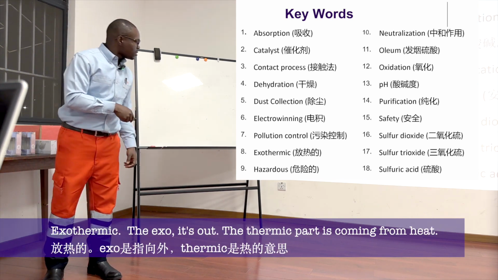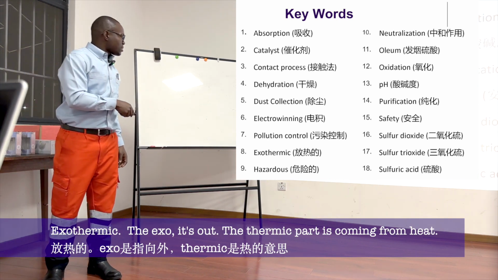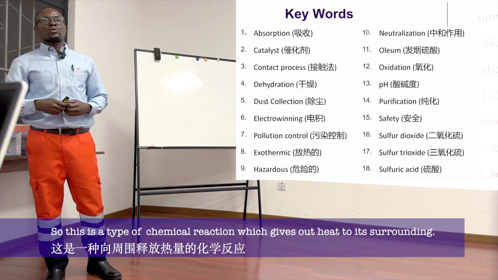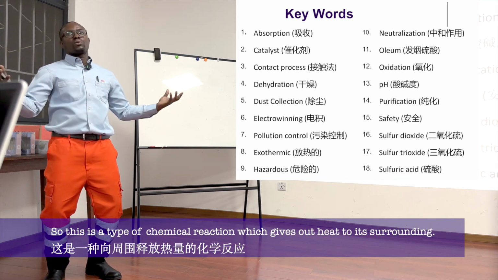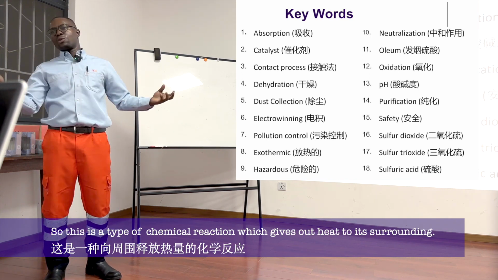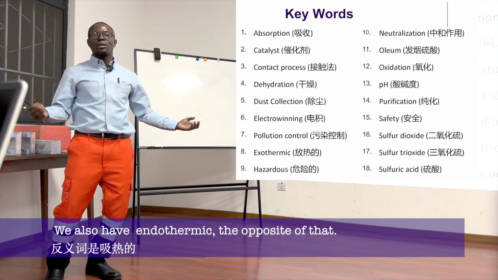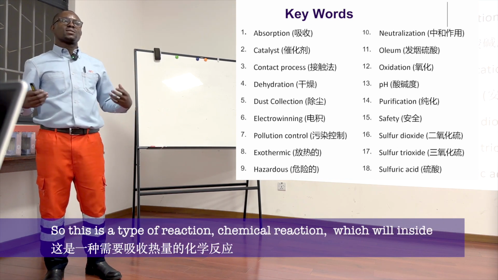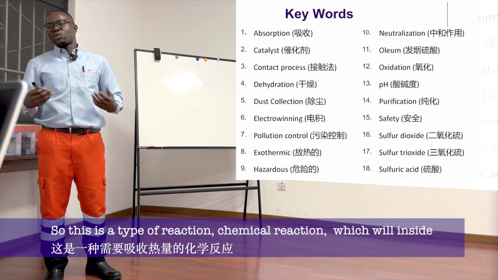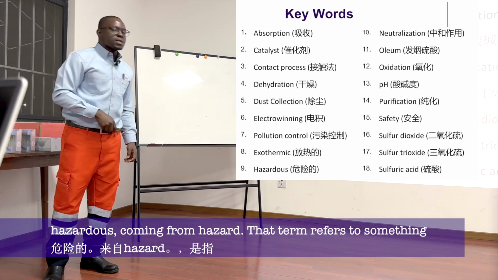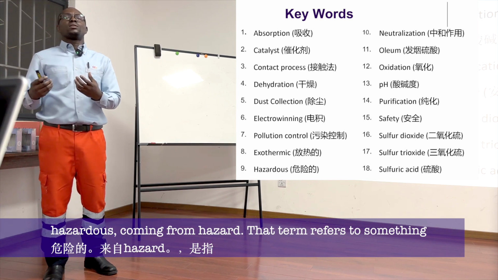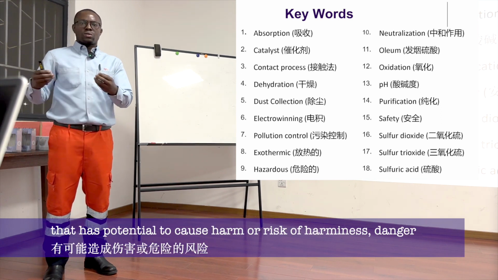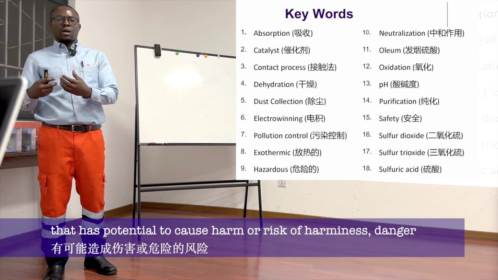Exothermic. So the exo, it's out. The thermic part is coming from heat. So this is a type of chemical reaction which gives out heat to its surroundings. We also have endothermic, the opposite of that. Hazardous, coming from hazard. That term refers to something that has potential to cause harm or risk of harming us.